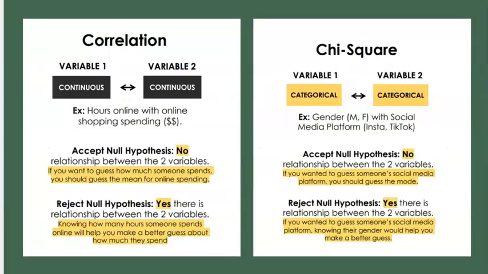Okay, and now another form of analysis is correlation and the chi-square.